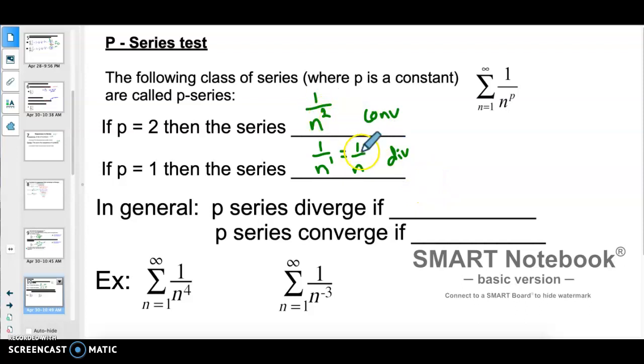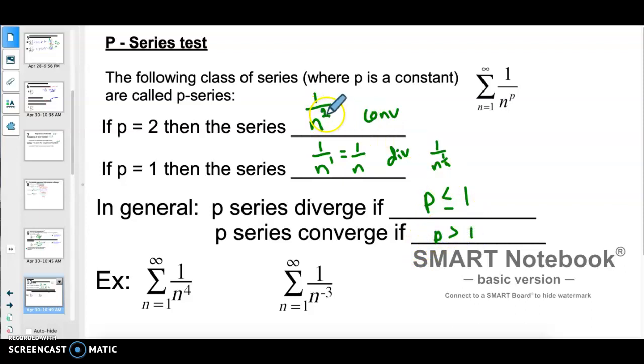We could test some more, and in class we normally would, but since we're just summing it up on a video, in general, a p-series is going to diverge if the p-value is less than or equal to 1. Here our p was 1, so it diverges. If it was 1 over n to the 1/4, that would be a number less than 1, so that's going to diverge. A p-series is going to converge if p is greater than 1.